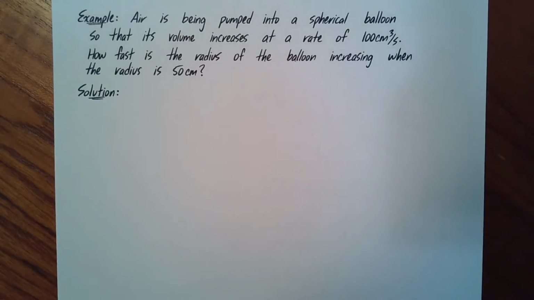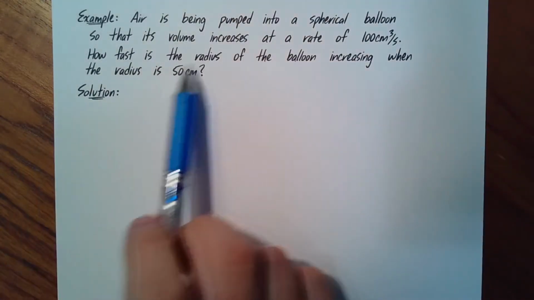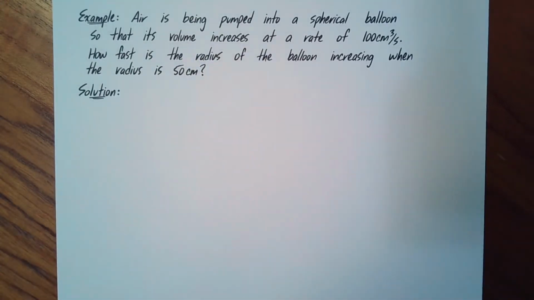Okay, so that's the pre-read. We know what's happening. We've got air being pumped into a balloon. Its volume is increasing at a fixed rate, and we want to know how fast the radius is growing at a particular point in time. That's the important part for now. All the details we can come back to.